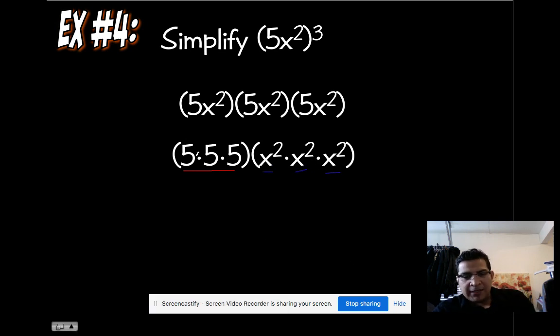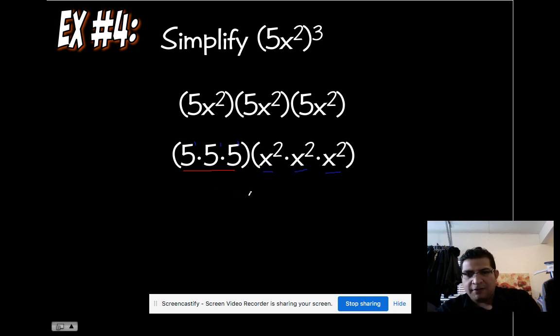Now I can combine this. Just think of this as an exponent of 1, right? This will be 5 to the 3rd power. Or you can just say this gets multiplied 5 times 5 times 5. I know 5 times 5 is 25. 25 times 5 is 125. Here, I keep the bases and I add the exponents. So my base is x, and I add the exponents here, 2 plus 2 plus 2, which will be 125 times x to the 6.